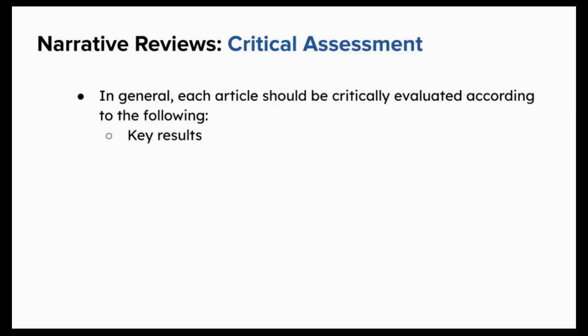And so in general, as you're going through the research records and you're making your tables and your visual extractions of the data that's in those papers, you should be thinking about the key results. So what are they finding? What did that primary research find?